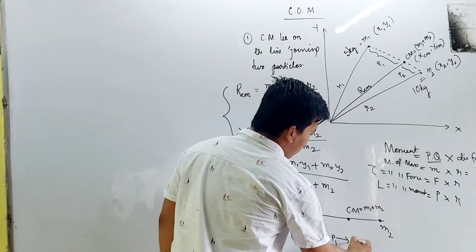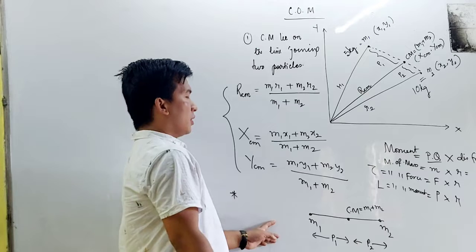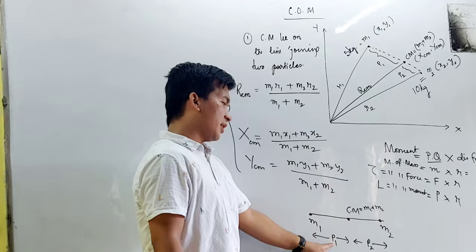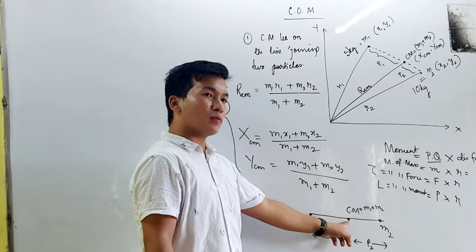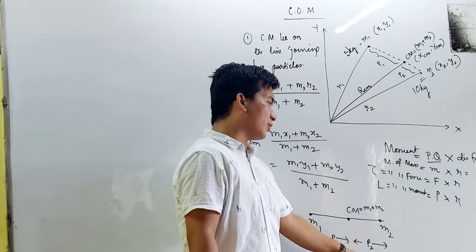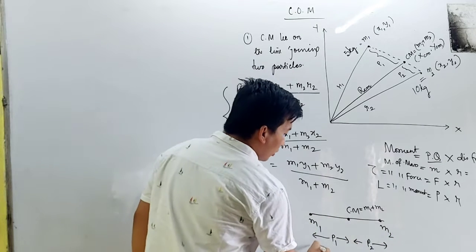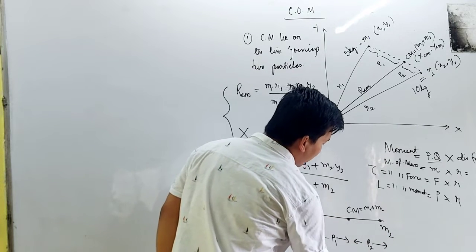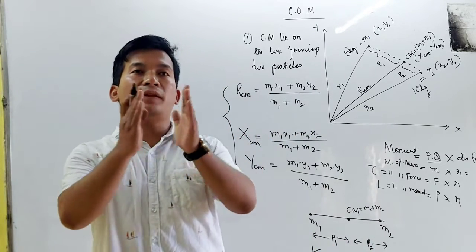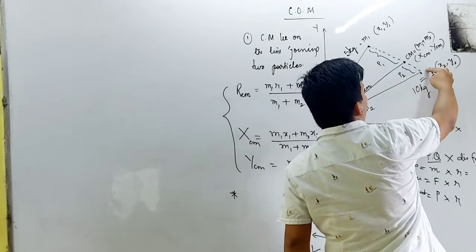This is P1. This is your P2. P1 is the distance of mass M1 from the center of mass. M2 is at a distance P2 from your center of mass. Originally M1 and M2 are separated by a distance P. From here to here is P.